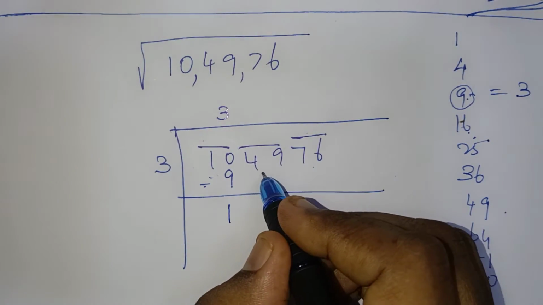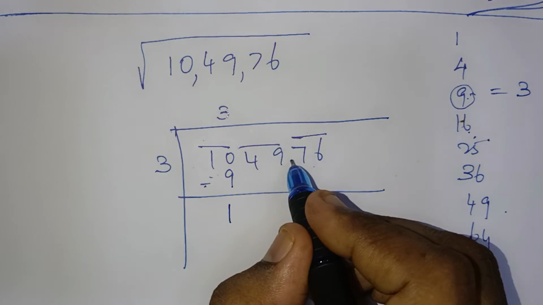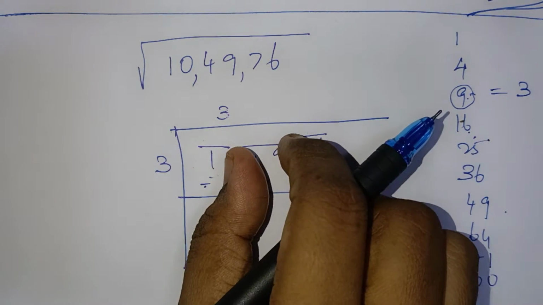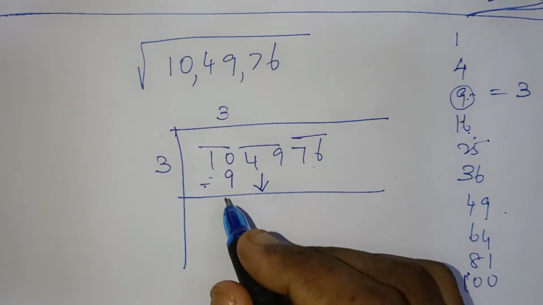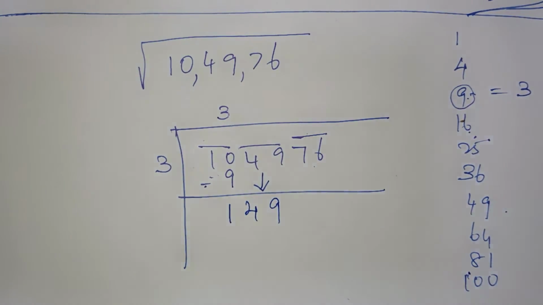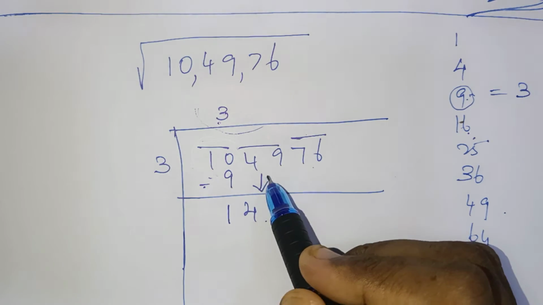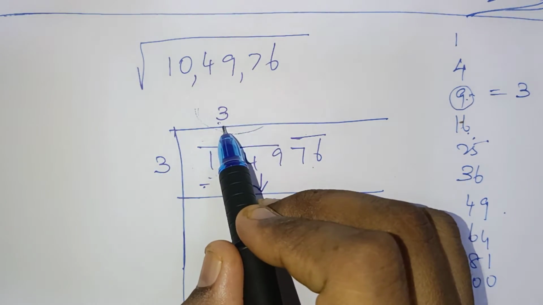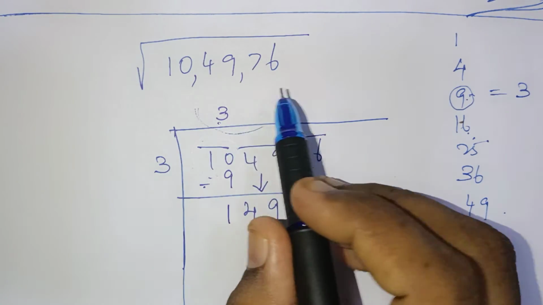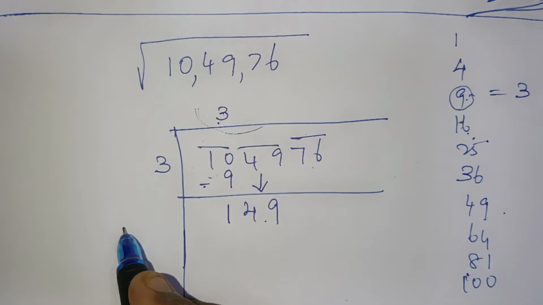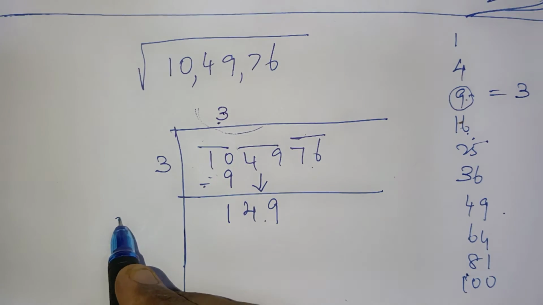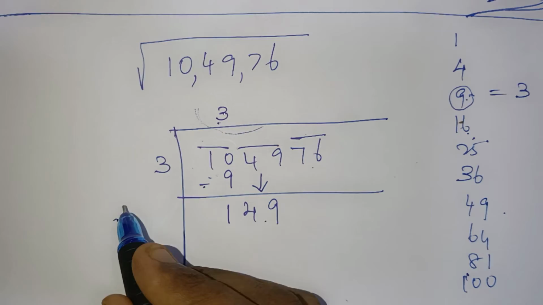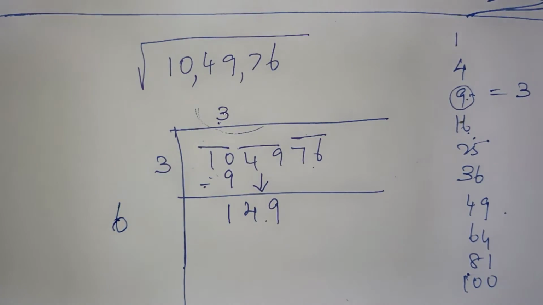Next, you have to bring down the next group of the number. You should not bring one by one; we have to bring the group at a stretch. That is 49, making 149. Whatever the quotient is, multiply it by 2 and write it down as your divisor on this side. Now I have 3. When I multiply 3 by 2, I get 6. So let me write 6 here.